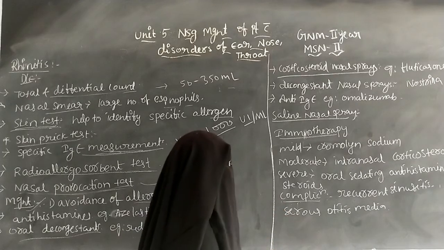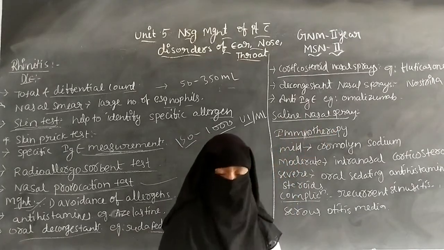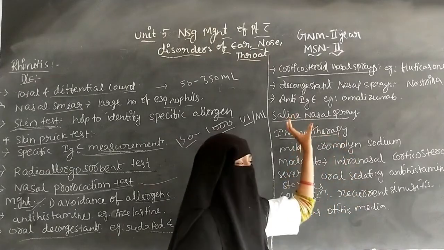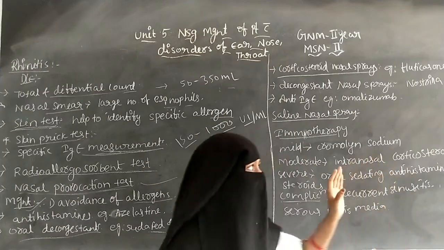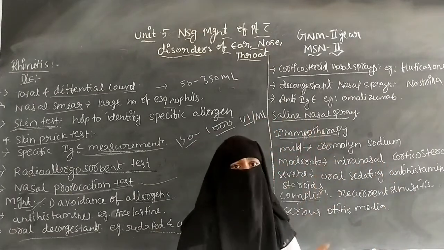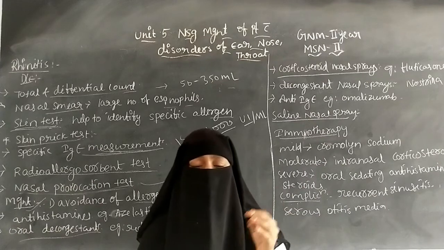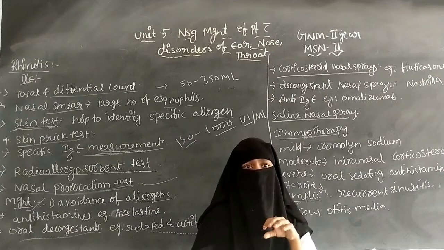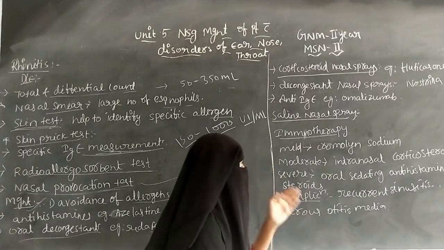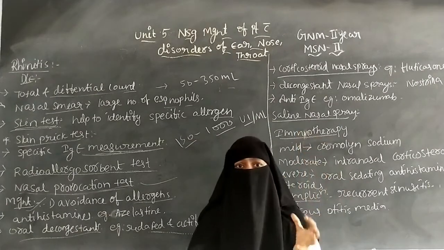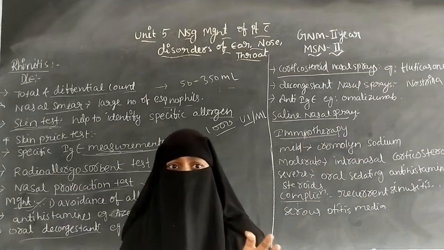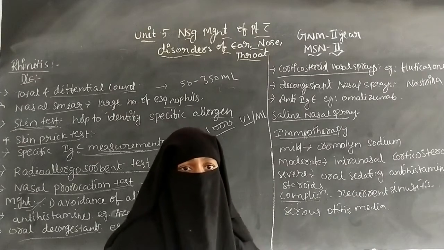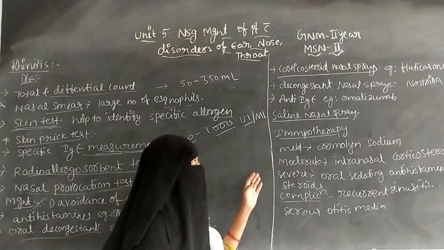So next one is saline nasal spray. So saline nasal spray can be prepared at home. So at the home level we can prepare the saline nasal spray by using the water and the salt, and it can be used to clean the nostrils. So to irrigate the nostrils, there is a preparation of the water and the salt solution, and it can be poured into the nostrils to irrigate the nose. So by this we can clean the nostrils.